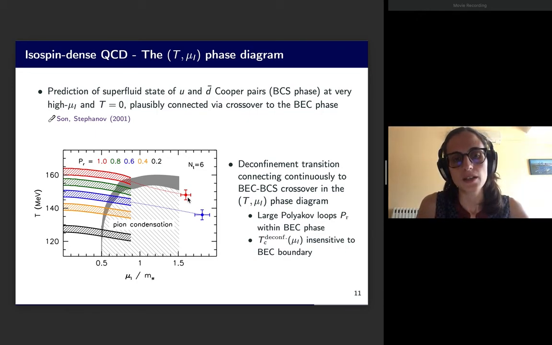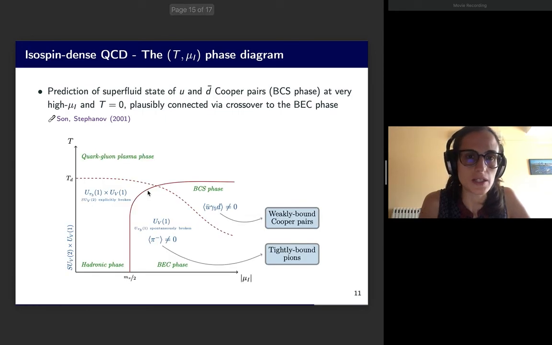And then one can conjecture that the BEC-BCS crossover that we would be interested in, if we want to figure out where the other phase is located in the phase diagram, might be just this same line that connects into the BEC phase, just because the deconfinement temperature is insensitive to the boundary and you have large Polyakov loops in the Bose-Einstein condensate phase.